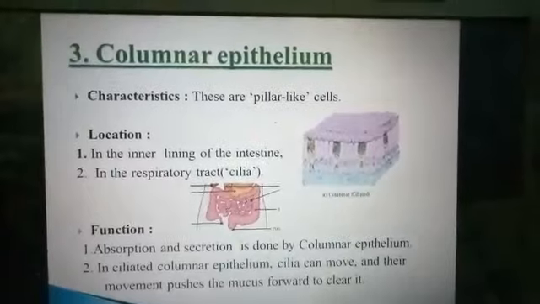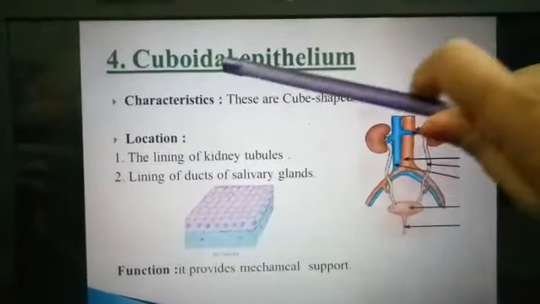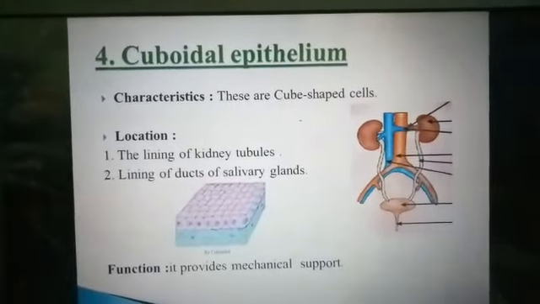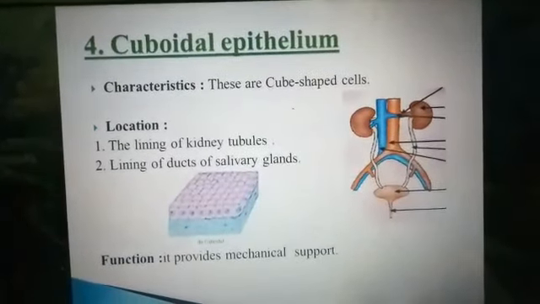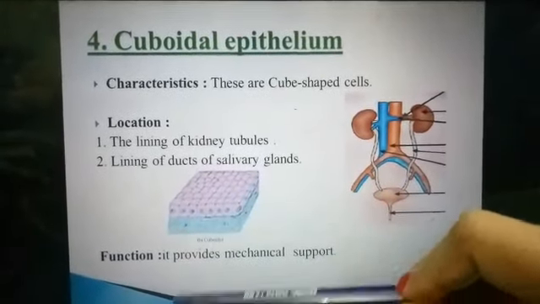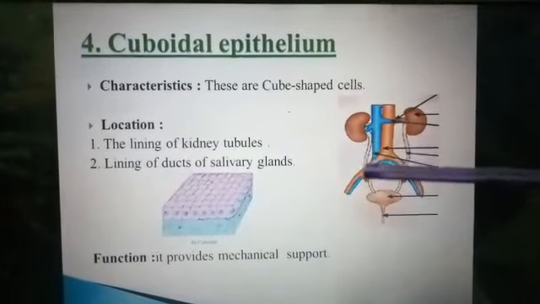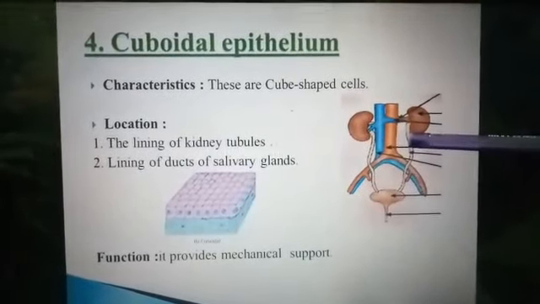And then next we have number 4, cuboidal epithelium. As the name indicates, cuboidal means cube-like. Cube किसको कहते हैं? When the length, breadth, height, everything is the same. So just look here. Length, breadth, height, everything is the same, single cell, and it is present in the lining of kidney tubules. All these are kidney tubules, in the lining, in the wall, right?